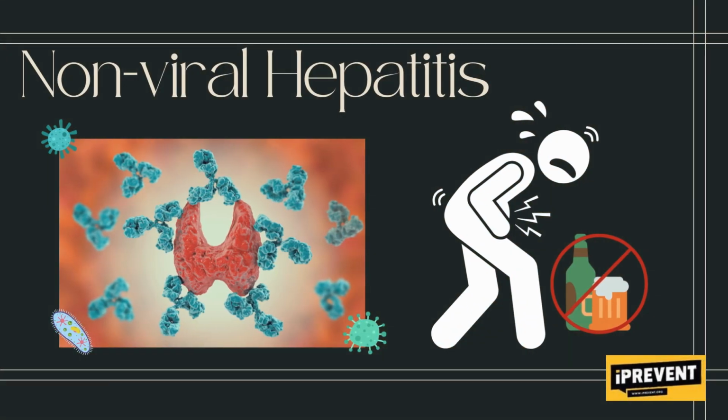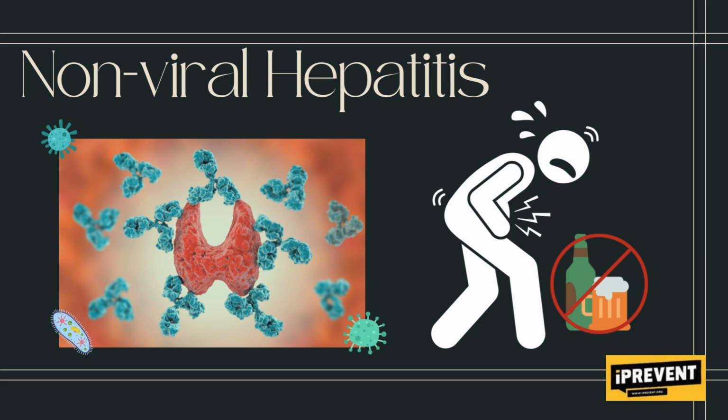Alcoholic hepatitis is an example of non-viral hepatitis. This often occurs in people who drink heavily over many years. But the link between drinking and alcoholic hepatitis isn't simple. Not all heavy drinkers get alcoholic hepatitis, and some people who drink much less get the disease.